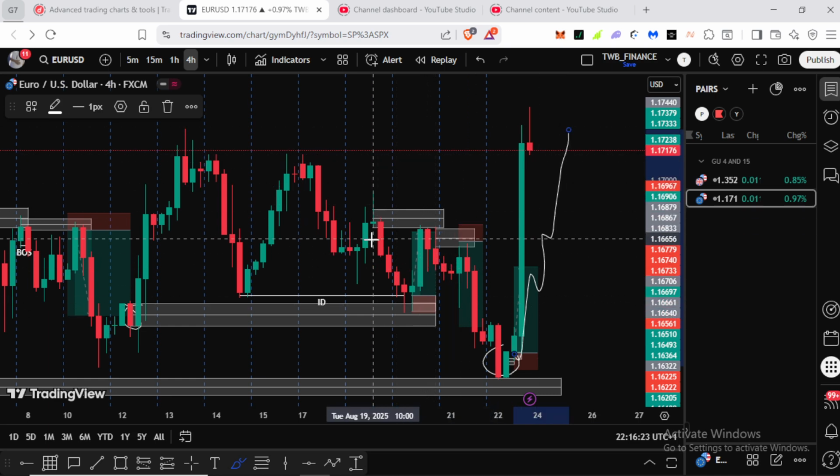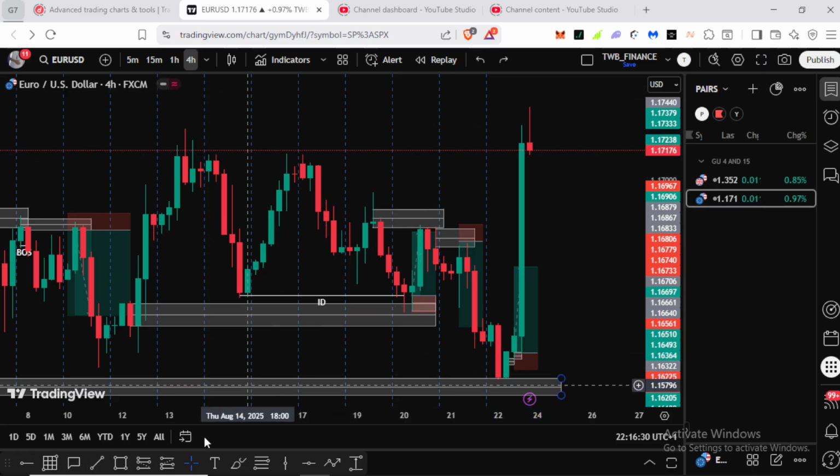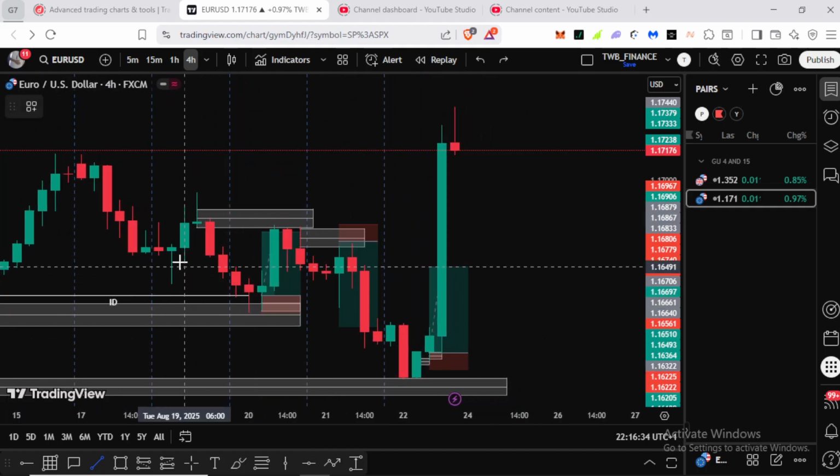This zone failed because when you look at it again to the left, I don't like decorating my charts, sorry. When you look at this zone again to the left from here, let's zoom it in a little bit. Right before the inducement, there was a break of structure here.